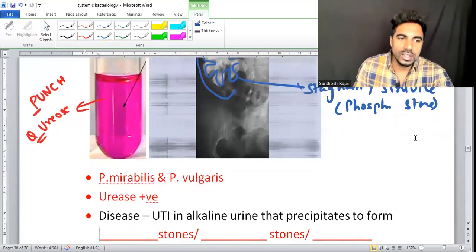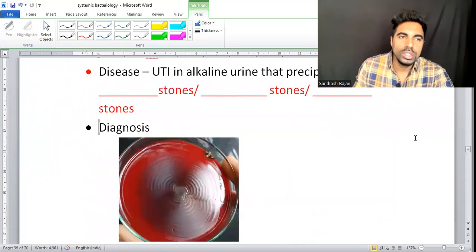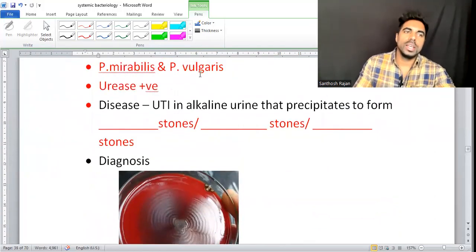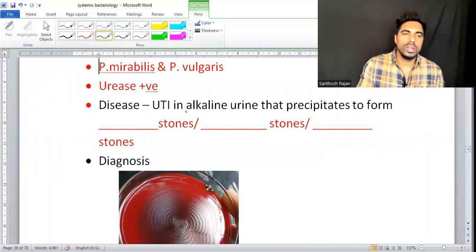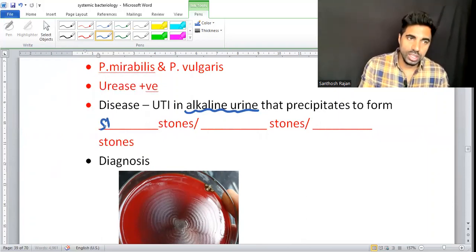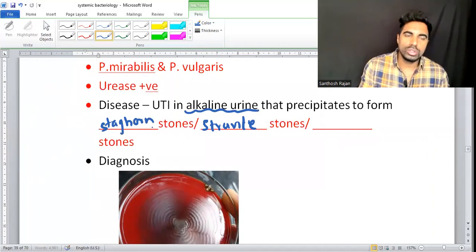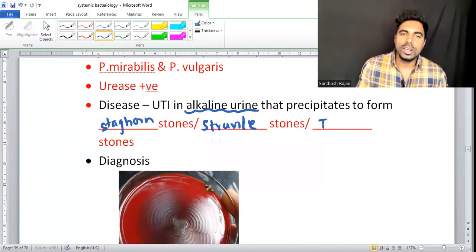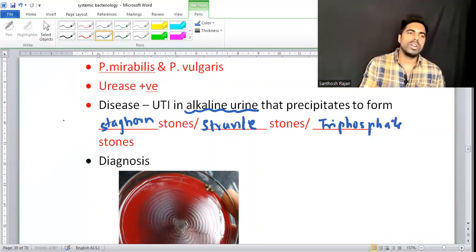So it's a characteristic UTI because alkaline urine pasand hai. Proteus ka kya pasand hai? Alkaline urine. Jaise aapko Vibrio ka alkaline media pasand hai, same Proteus ka alkaline urine pasand. So it precipitates to form all the stones. What is this? Staghorn bol sakte hum, or struvite bol sakte hum. Struvite bol sakte ho, theek hai? Staghorn, or struvite, or uska kya bolte hai? Triphosphate stones. All are right. All are questions. Very, very important questions. Repeated questions.